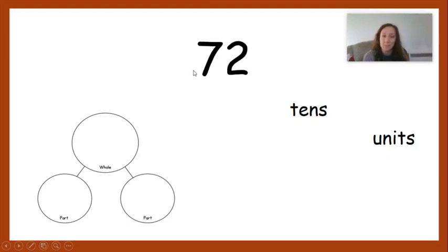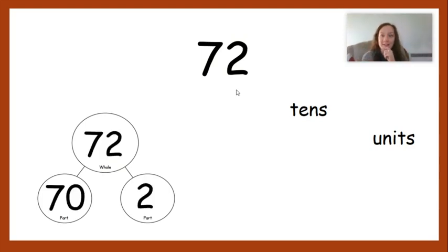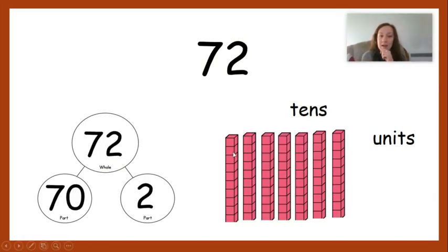Great. Now we have the number 72. Well done. So let's do the same. Let's break that down. So we're going to split it into parts. So how many 10s do you think we're going to have? Yep, 7 groups of 10 to make 70 and 2 units. Perfect. So then we will have 7 blocks of 10 and 2 units.